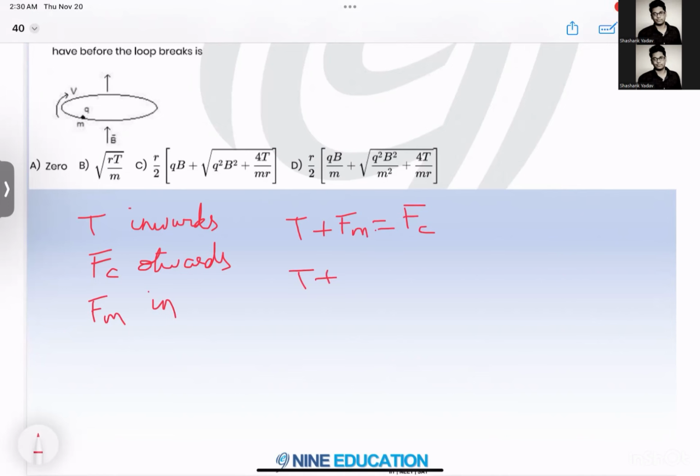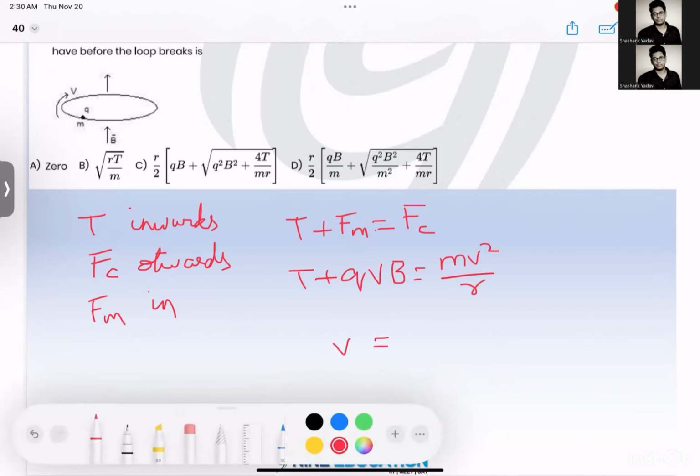If we write down the expressions for this, the magnetic force is QVB, so QVB plus T is equal to mv square by R. And the question is the maximum speed of the particle. By solving this equation for velocity, V square can be written as QBR by M into V minus TR by M.